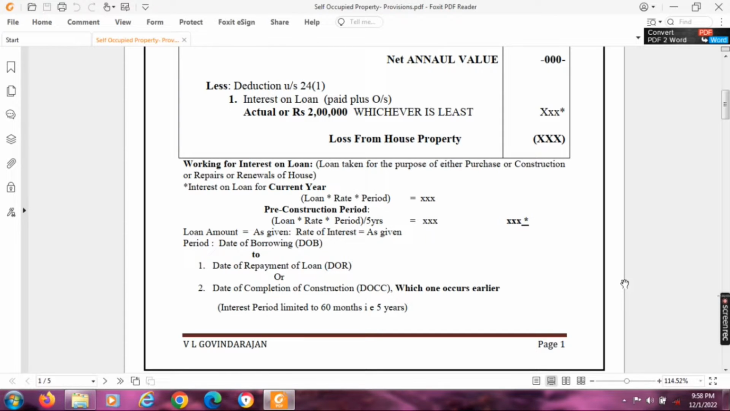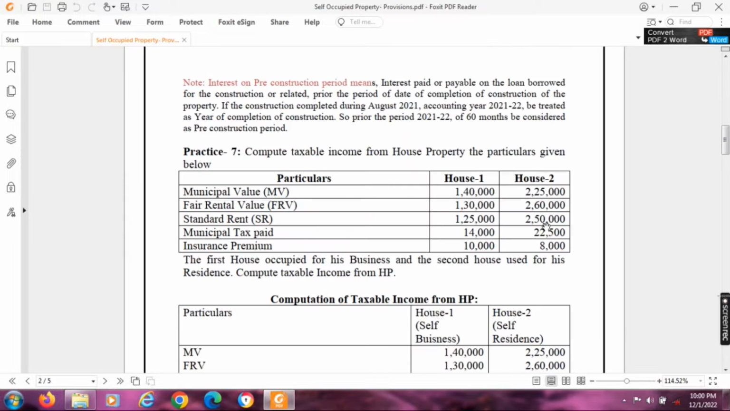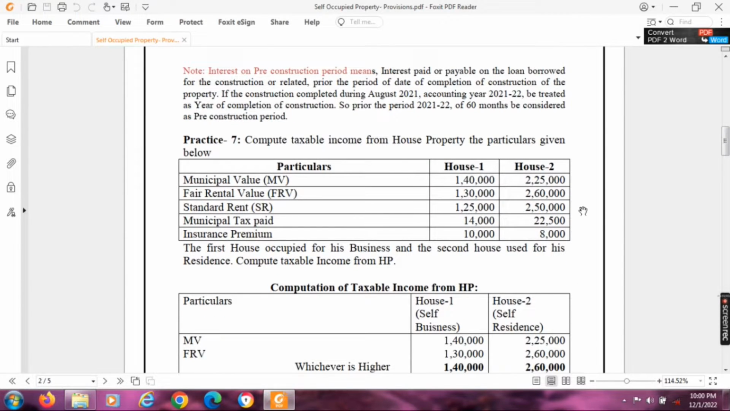Another one is the pre-construction period. What is the pre-construction period? Interest on pre-construction period means interest paid or payable on the loan borrowed for the construction, relating to the period prior to the date of completion of construction of the property. If the construction is completed during August 21, accounting year 21-22 will be treated as the year of completion of construction. So the period prior to it in 21-22, 6 months, will be considered as the pre-construction period.